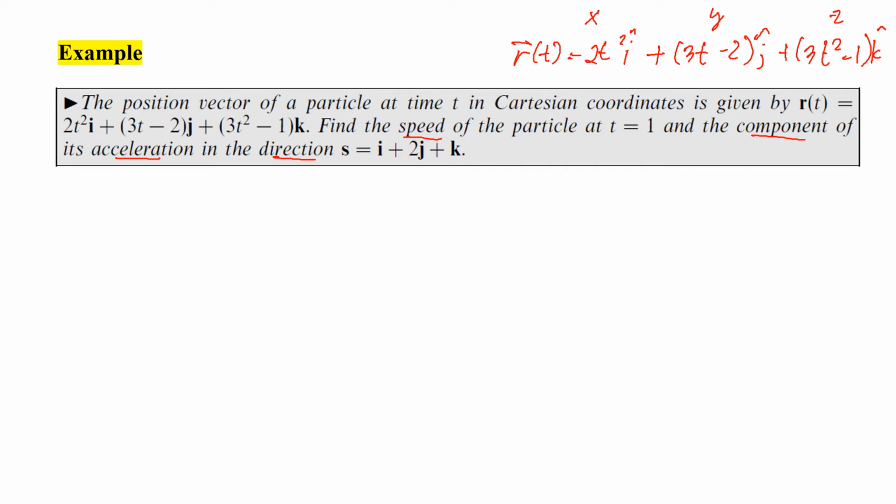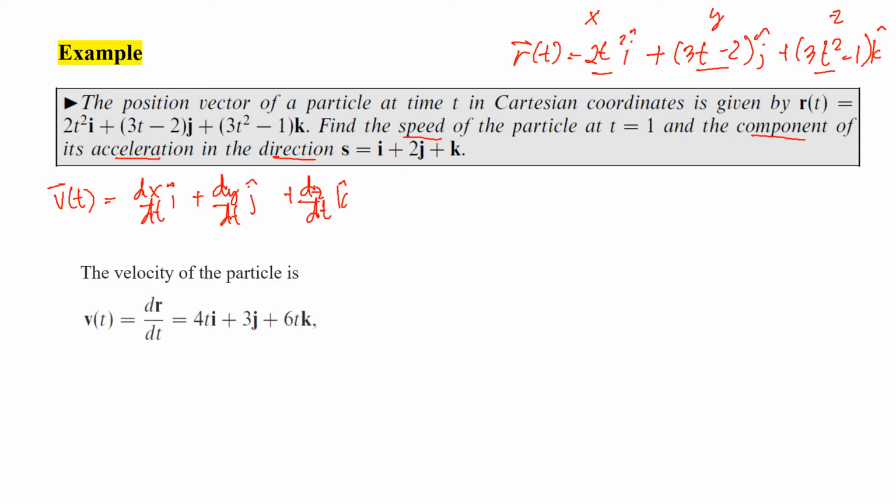And again, your v of t is equal to dx over dt i hat plus dy over dt j hat plus dz over dt k hat. So we're going to take the derivative of these components, your x component, your y component, and then your z component in this velocity vector here. Okay, so the velocity of the particle is just your dr over dt.